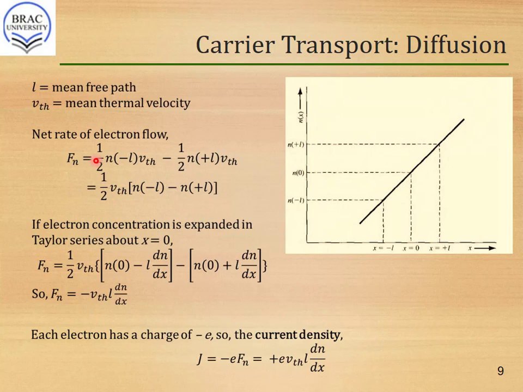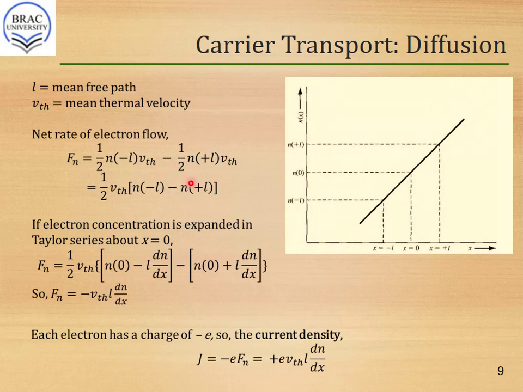Now consider in a similar fashion the electrons from x equal to plus L that will move in the left direction to pass this x equal to 0 plane. Again, at x equal to plus L, the electron concentration is n of plus L, and half of these electrons will pass through this x equal to 0 plane. So we will consider half of n of plus L. Similarly, we will multiply this with our thermal velocity, and this time we will put a minus in front because these electrons will be passing the x equal to 0 plane in the negative x direction. So that explains the minus sign here.